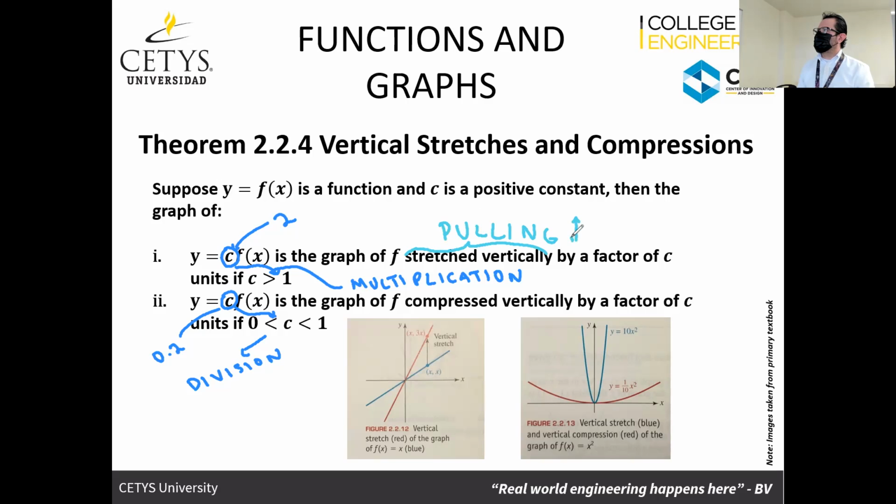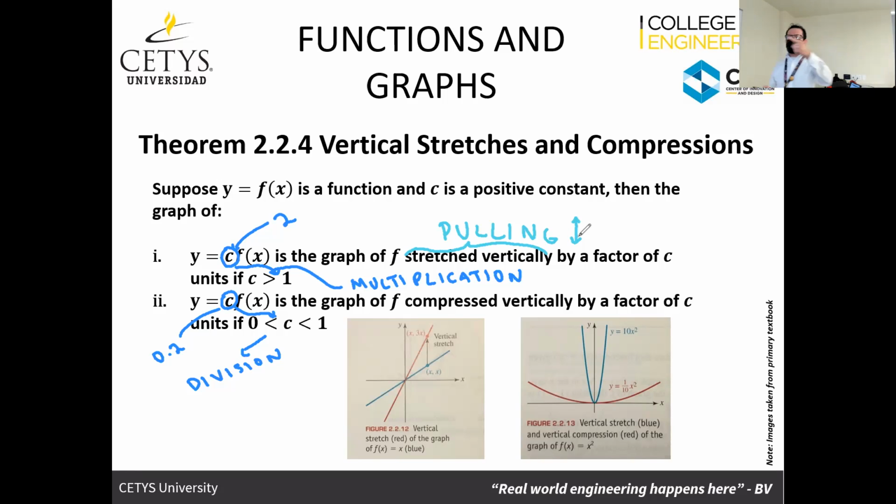So imagine that the graphs were strings. Imagine that you're grabbing the string and you're pulling it. That means you're stretching it. By pulling it vertically, the only thing that means is that the graph is going to try to get closer to the y-axis. That's if the value is larger than 1.